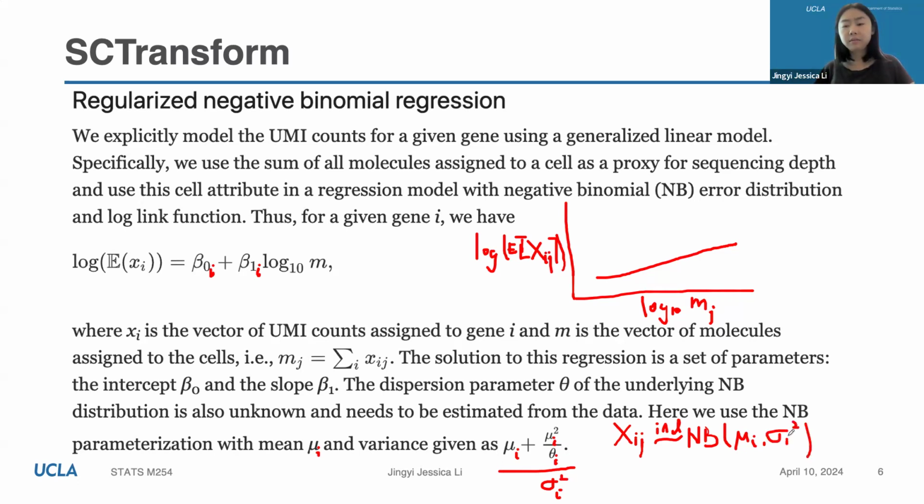Specifically, this mu I will be specified by this log link function. So this is the exponential function to the power of beta 0I plus beta 1I times the log of Mj, and J will enter here. So this is the effect of the cell library size, and this is the linear part, and this is the exponential function to reverse the log, and that gives me the mu I. This is the definition of mu I.